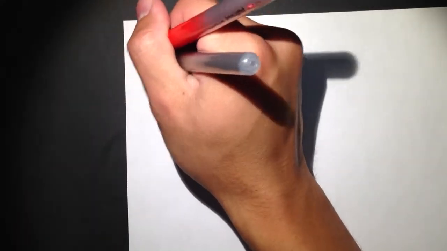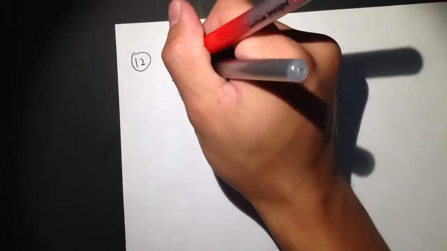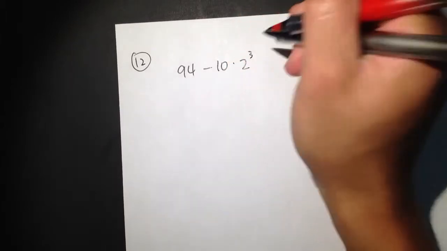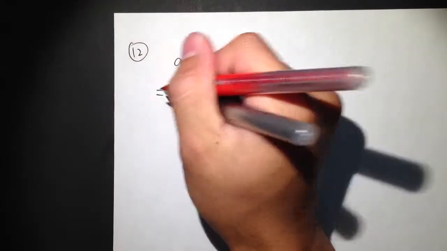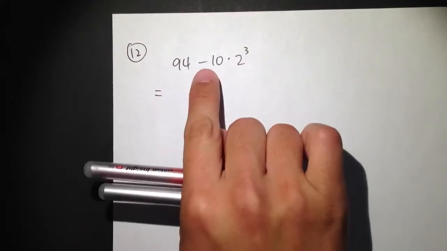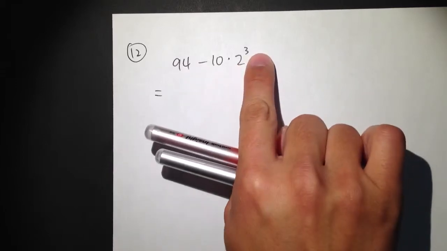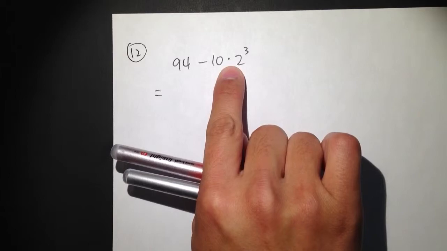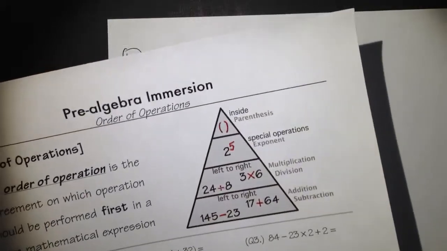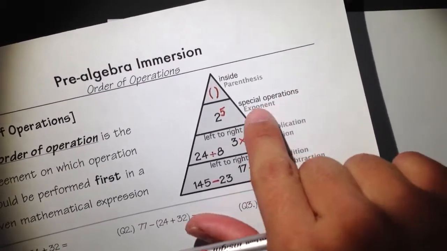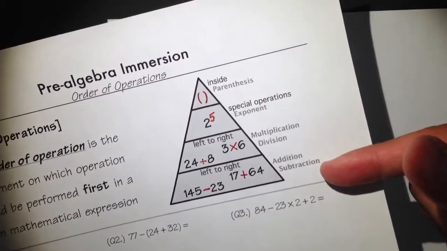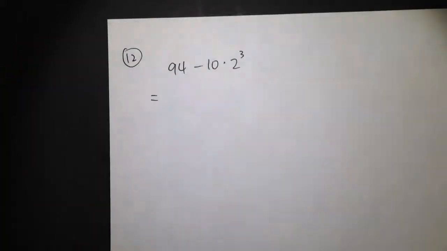And then let's do number 12. For number 12, I have 94 minus 10 times 2 to the third power. In this case, this dot means multiplication. So we have subtraction, multiplication, and exponents. If we follow the order of operations, exponents, the special operations, are above multiplication and above subtraction. So we need to do the exponent first.